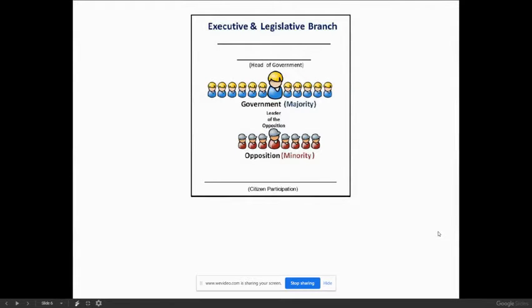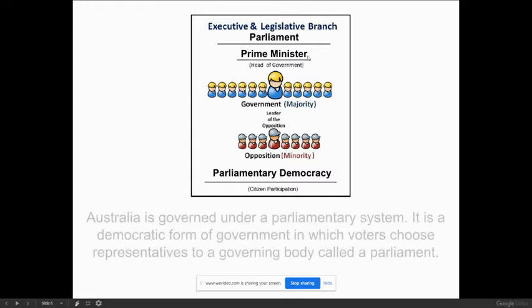Executive and legislative branch. Government majority, leader of the opposition, and opposition minority. Parliamentary democracy. Parliament. Head of government is the Prime Minister.